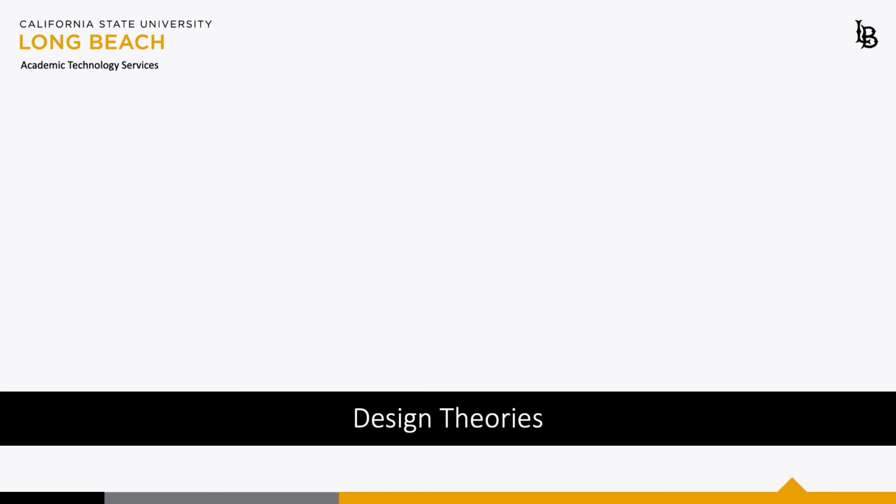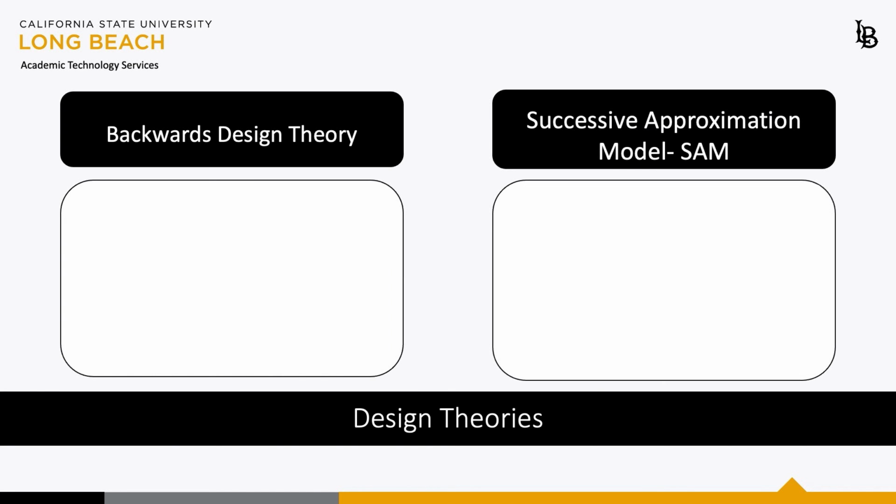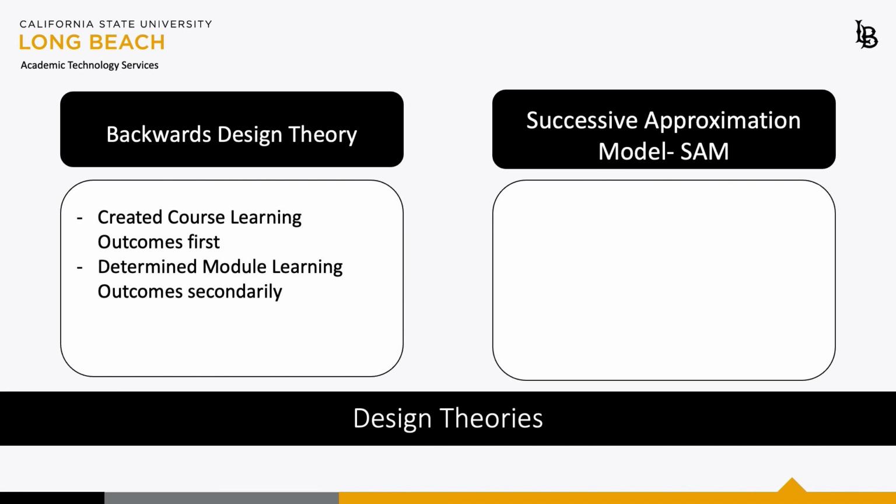This course was designed using the backwards design theory and the Successive Approximation Model, also known as SAM. And using the backwards design theory, we created the course learning outcomes first. Next, we determined the module learning outcomes, addressing course versus module learning outcomes, and a hierarchy is vital to the success of this design theory. Once the outcomes were set in stone, we were then able to create assessments and assignments accordingly.